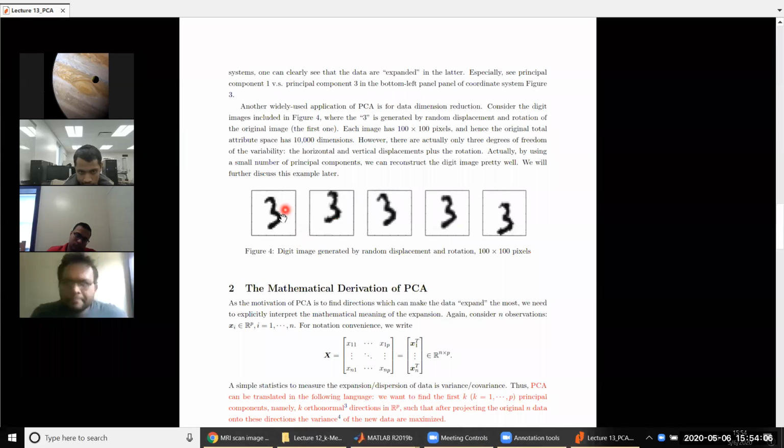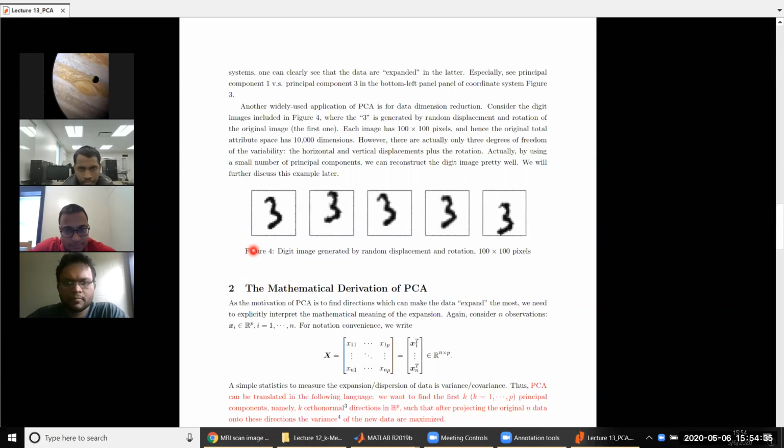So consider this. This is digit 3. All these pictures are generated from the original one. Here you can, for example, shift it and rotate it, you know what I mean? So that they're going to have different 3s. This image is 100 by 100 pixels. So if we just store the image, how many dimensions do you have? In the original space, you need 10,000 pixels, right? 10,000 dimensions to indicate it.